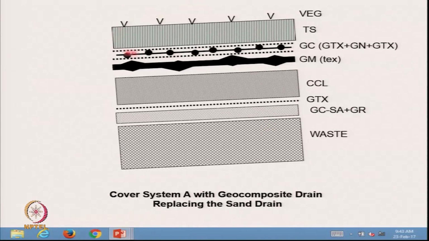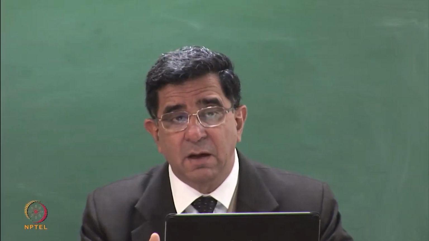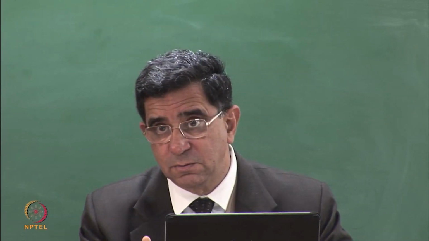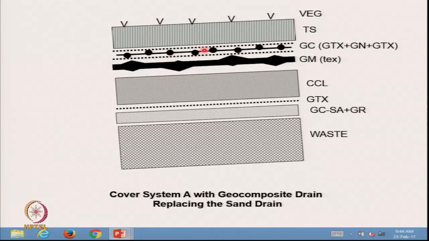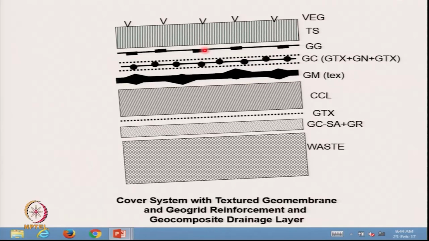Therefore, there was an attempt: can we reduce the weight on the top? You know, the driving force is what? W sin beta. If I can reduce W, I can reduce the driving force. So the tension which the reinforcement will have to overcome is reduced. So one of the ways of doing it is to replace this sand drainage layer, which is 30 centimeters thick, by a geocomposite which is 5 millimeters thick. So that's a lightweight material.